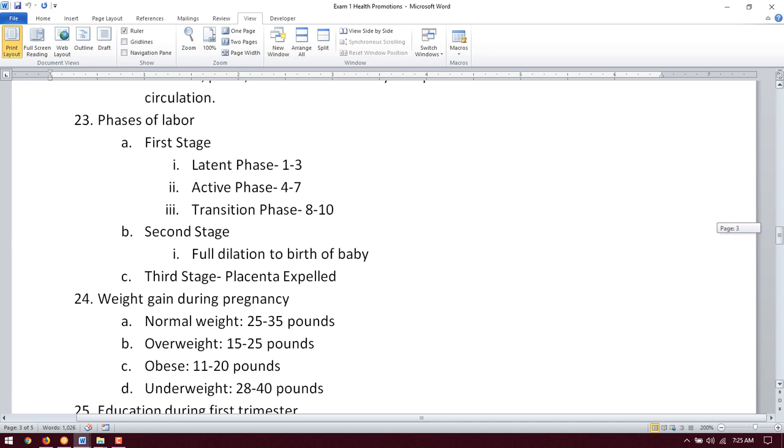Know your phases and stages of labor. Remember that the first stage is basically the dilating phase. The latent phase is the 1 to 3. The active phase is the 4 to 7. And the transition phase is the 8 to 10. Second stage is anywhere from full dilation to the birth of the baby. So just think the pushing stage. And third stage is the placenta, when the placenta is expelled.